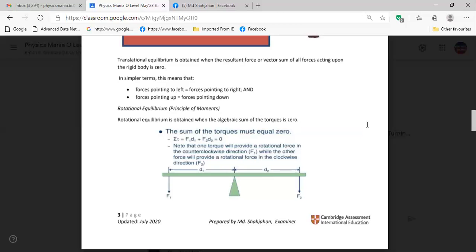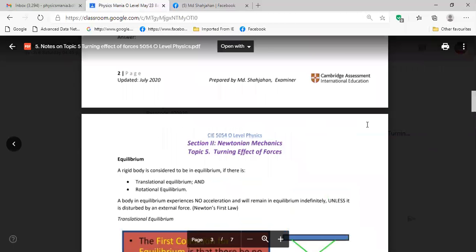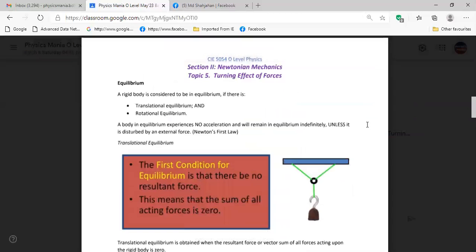So an example of translational equilibrium is tug of war, and an example of rotational equilibrium is a seesaw. Yes, correct, excellent. You understood it. So you write both of them. You write from here. Yes, I'm taking notes. Translational equilibrium and rotational equilibrium. Translational equilibrium means the sum of all acting forces is zero, and you give the example of tug of war. That one is a very nice example.